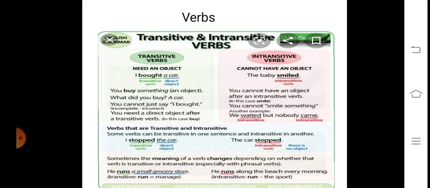Sometimes the meaning of a verb changes depending on whether the verb is transitive or intransitive, especially with phrasal verbs. See the example. He runs a small grocery store. He runs what? A small grocery store. So, the transitive verb is run. See another example. He runs along the beach every morning. Now he runs what? No object is required to answer the question. So here run is a sport. So it doesn't need any object.